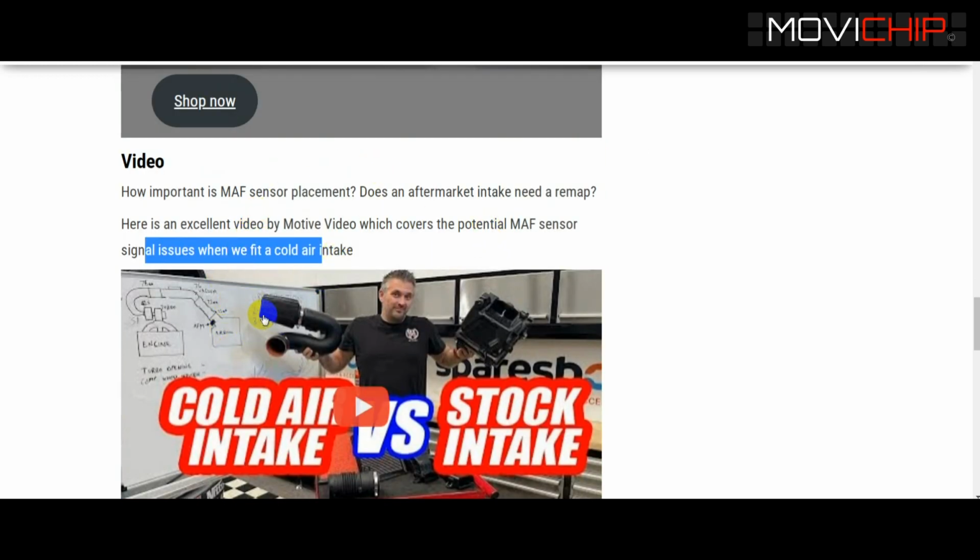So if we're scaling the MAF, we can compensate for this different MAF sensor reading.